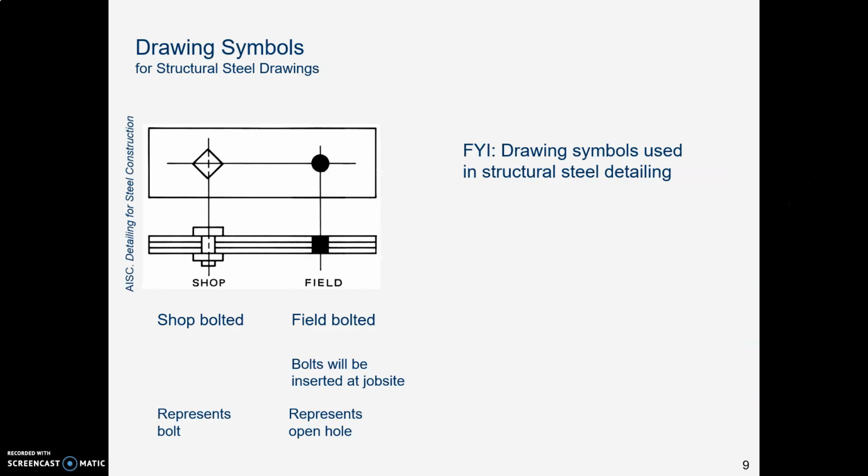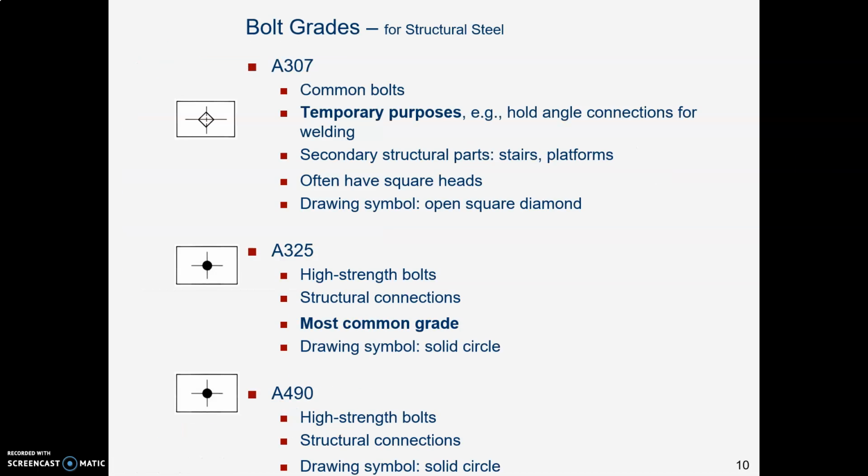Now, the world of structural steel is different from any other kind of drawing that we do. In steel detailing, if they're really doing high volume production drawings using formal steel detailing standards, they'll use an open diamond to represent something that's bolted in the fabrication shop, and a solid circle for something that's going to get bolted out in the field. That open diamond, that shop bolted, is a common bolt.